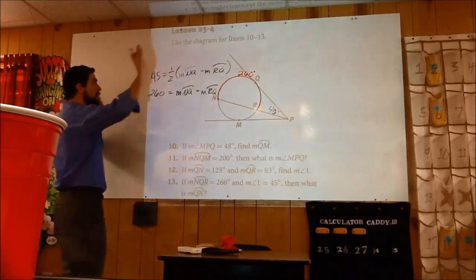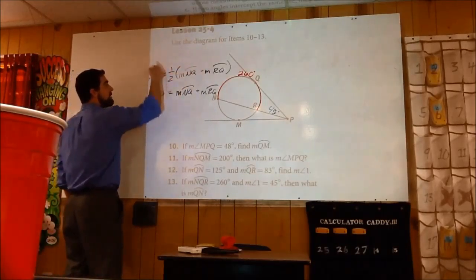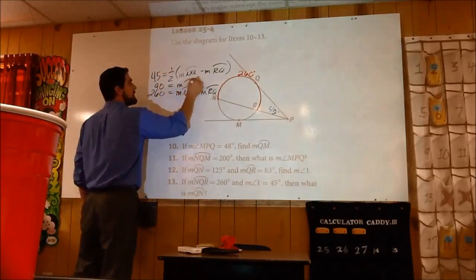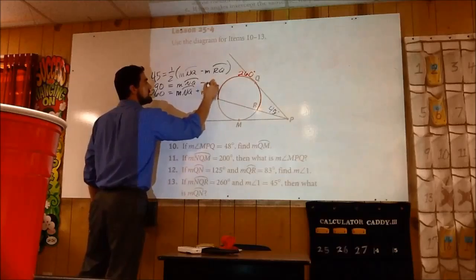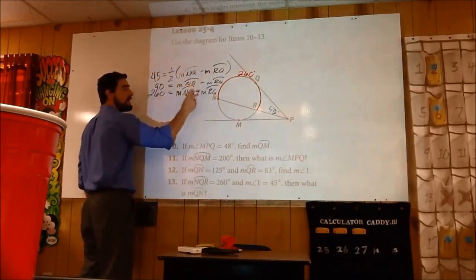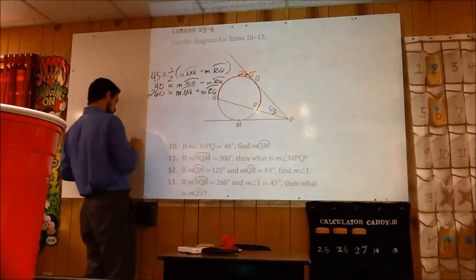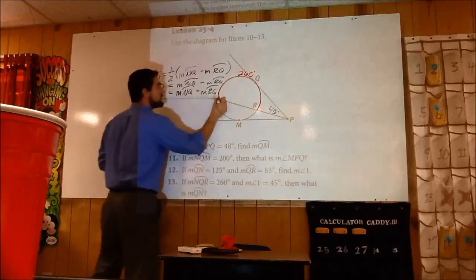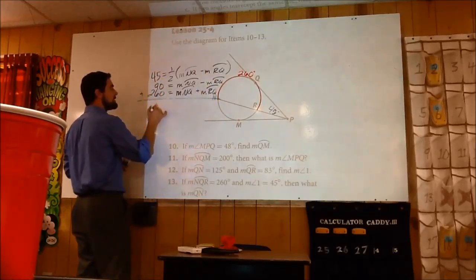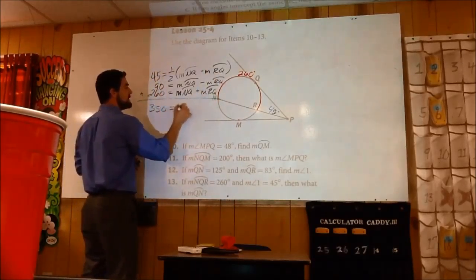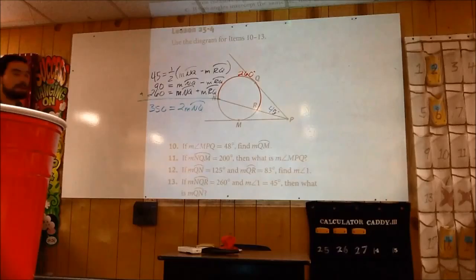So what I'm going to do is multiply both sides of this equation by 2, and get 90 is equal to the difference of these 2 arcs. Negative 1 coefficient, positive 1 coefficient. So I'm just going to put a big old plus sign, and these 2 terms will cancel each other out. So this is going to be 350 equals 2 of the measure of minor arc NQ.